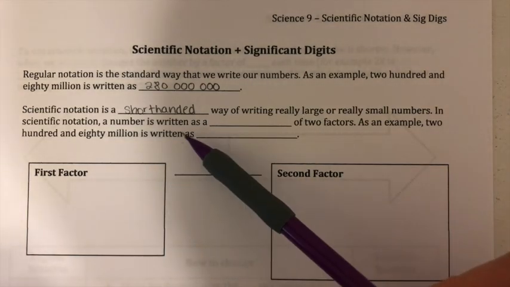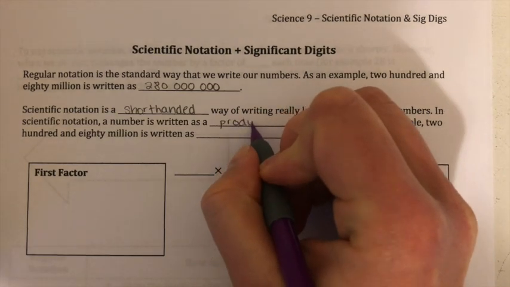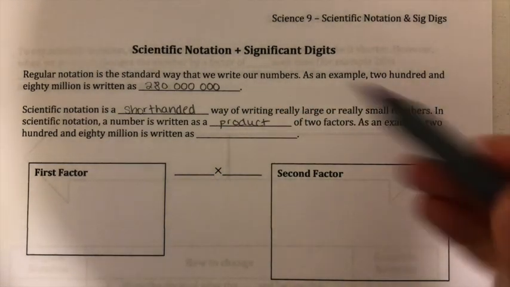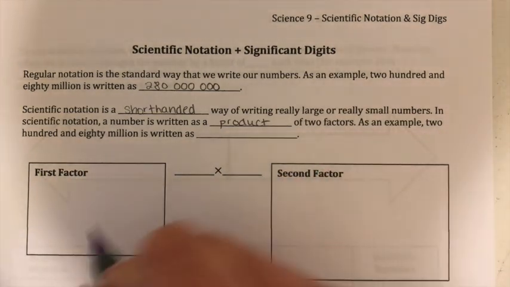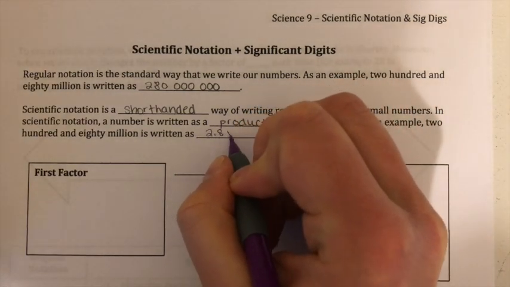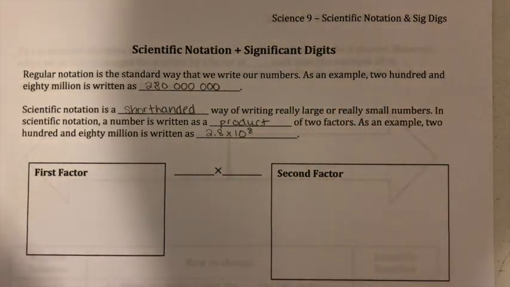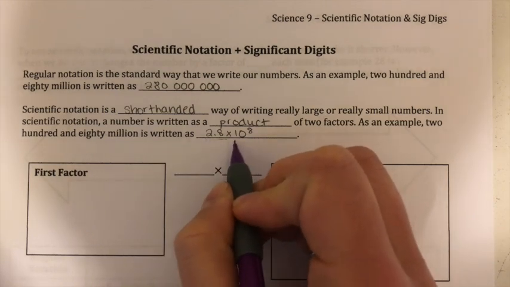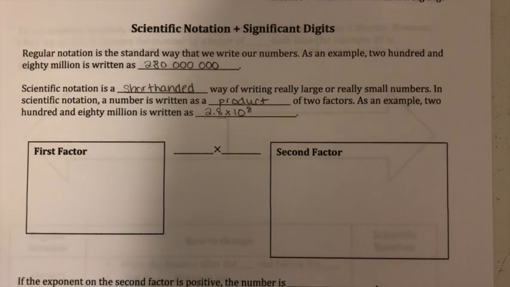Okay, so in scientific notation, a number is written as a product of two factors. Okay, so something times something. As an example, 280 million is written as, so I'm going to write it, and then I'll show you what that means. Okay, so 280 million is written as 2.8 times 10 to the 8. So it's a product of 2.8 and then 10 to the 8, the two factors here. So we're going to talk about what those two factors are.